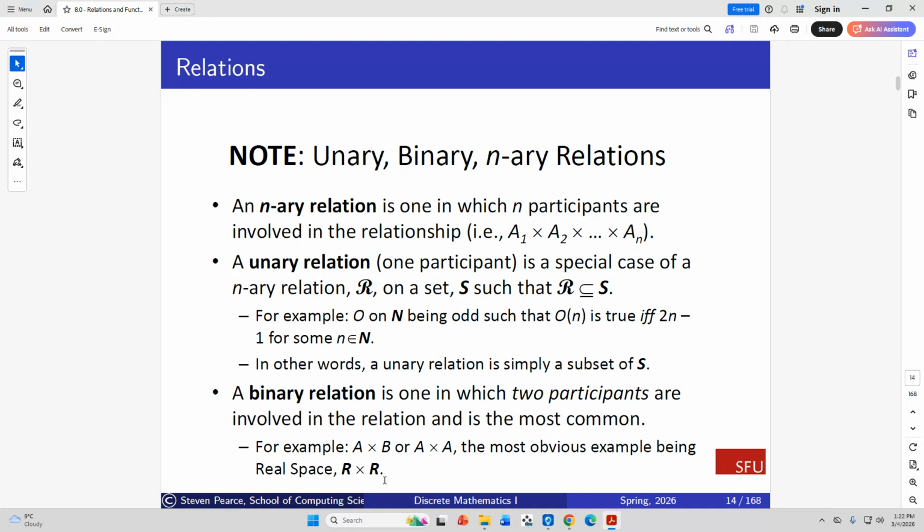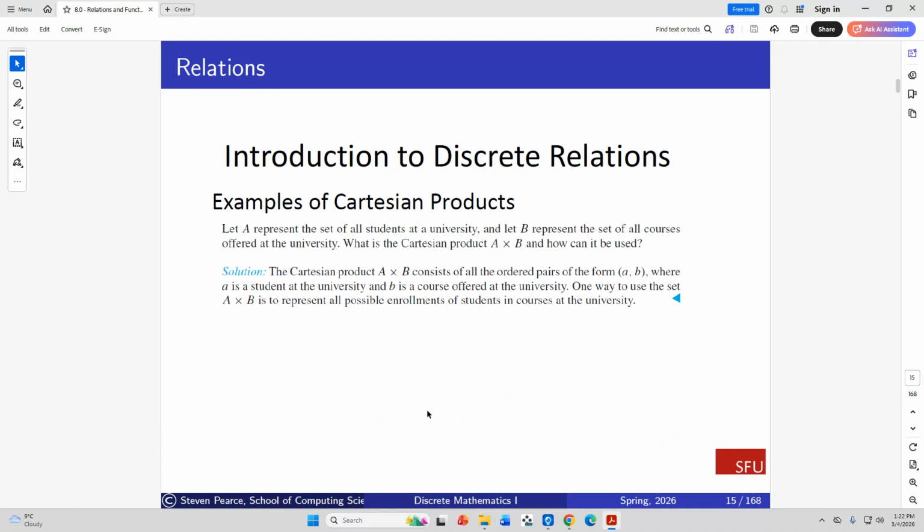Here's the most famous binary relation that you've heard about already, R squared, the real plane, R cross R. R cross R cross R would be three-space. These are examples of Cartesian products. Let A represent the set of all students at a university, and let B represent the set of all courses offered at the university. What is the Cartesian product A cross B, and how can it be used?